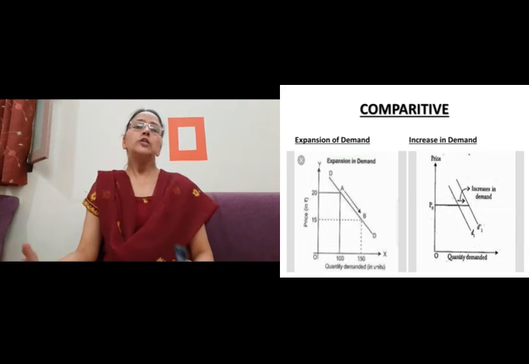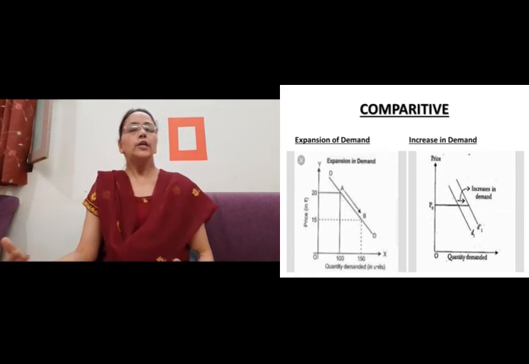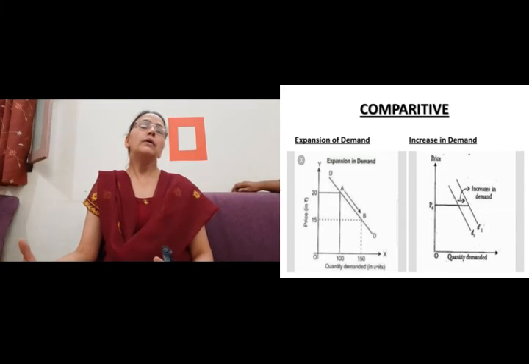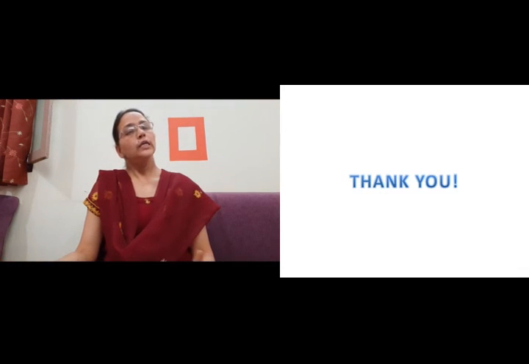Now if we talk about expansion and increase, there is a difference in both the things you have already studied. Expansion is change in quantity demanded, and increase is change in demand. Expansion takes place because of change in price. When the price falls, the quantity demanded rises, and increase means at the same price a larger amount of quantity is demanded, right? Expansion happens because of the downward movement on the same demand curve, and in increase the entire demand curve shifts forward.